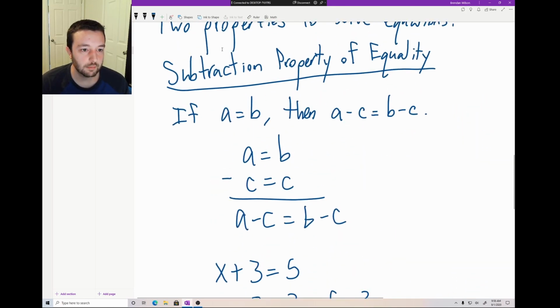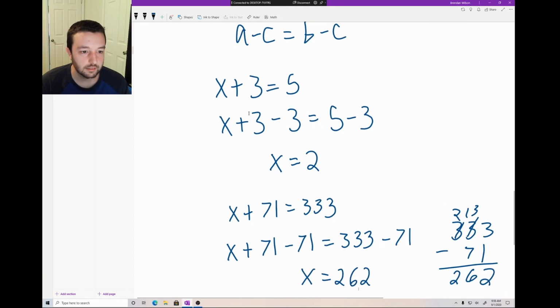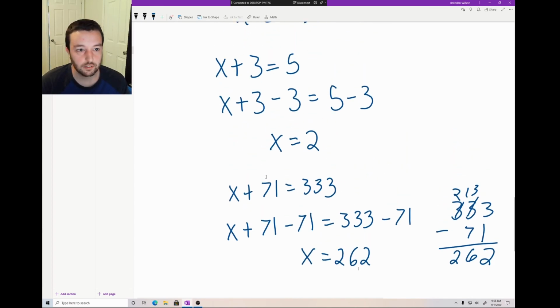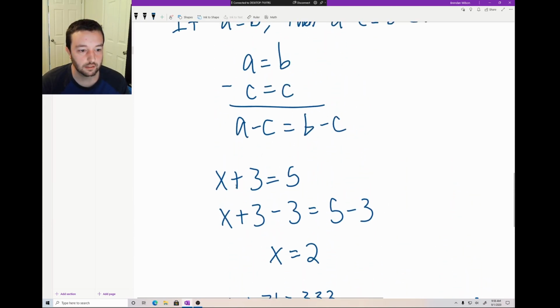So this subtraction property of equality lets us cleverly subtract a number so that we're just left with a statement that says x is what. So how do we know which number to subtract? Well, it should always be whatever this number is, right? The idea is at the end, we want to get x by itself. We want to, what we call, isolate the variable.